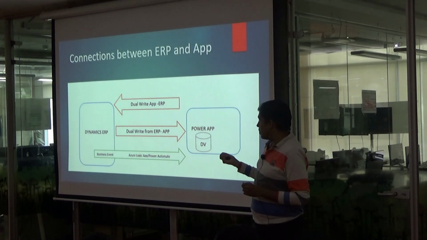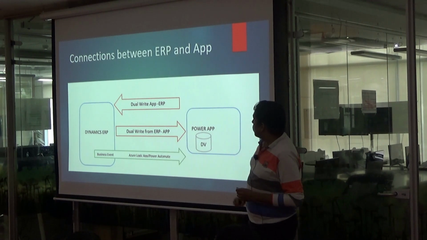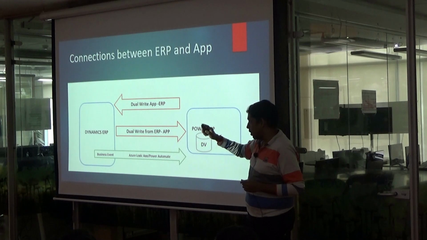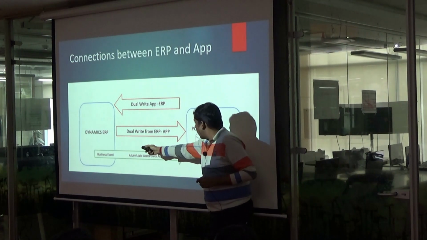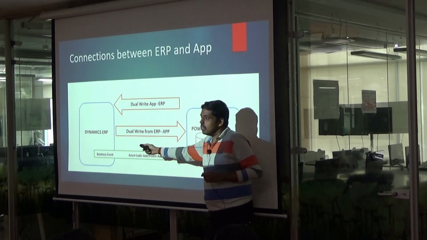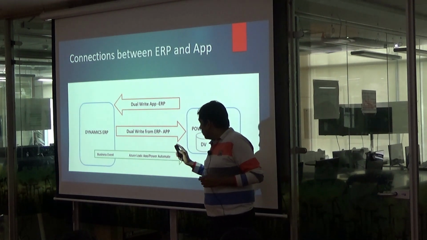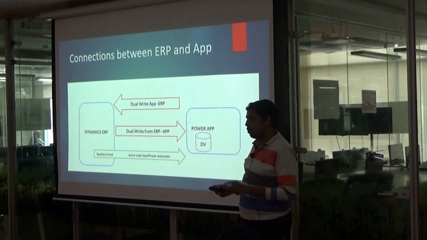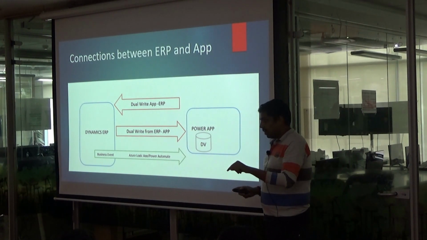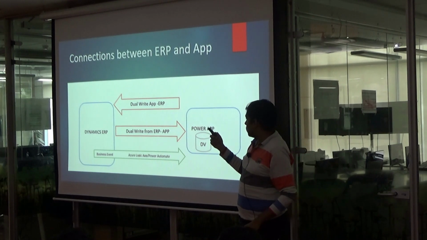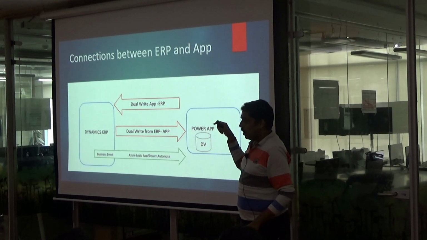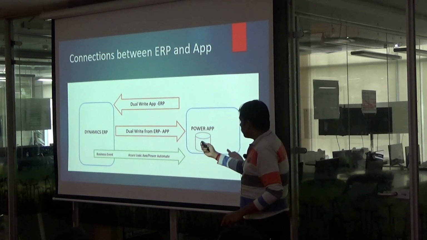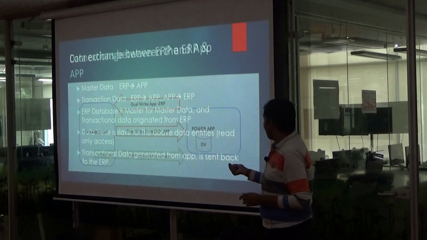So the transaction happens and then I need to transfer the data. For transactional data, I use business events. When I post a sales order, I trigger a business event. A business event is a terminology native to Dynamics 365 ERP. It is like a webhook. When you click any button, the business event captures that event and sends the data to the Logic App. So I use this for the transactional data.